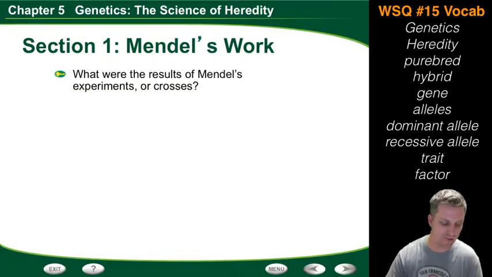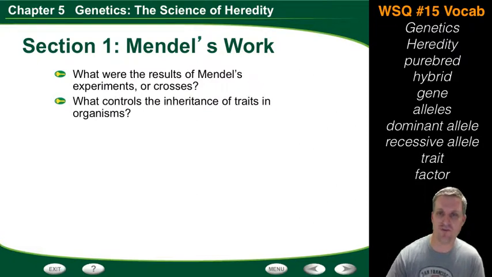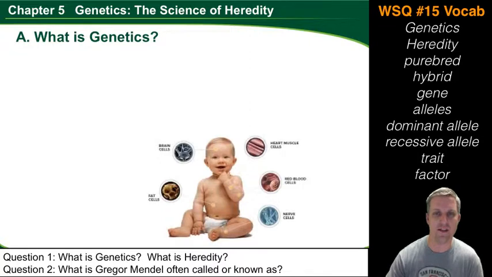Two big objectives. One, what were the results of his experiments, or his crosses as we'll come to know them? And two, what controls the inheritance of traits in organisms? Those are our two objectives for today. So let's jump right in.